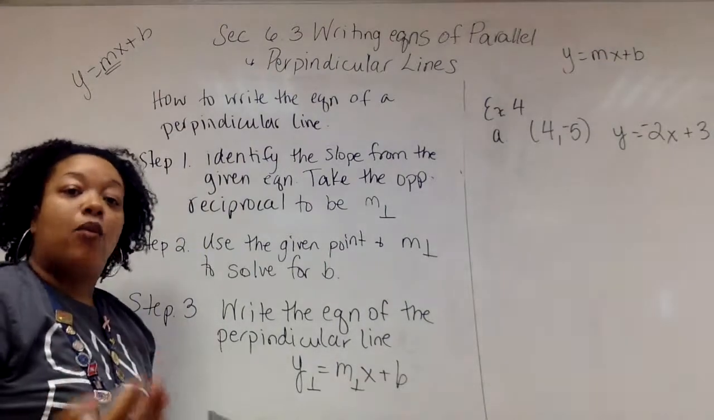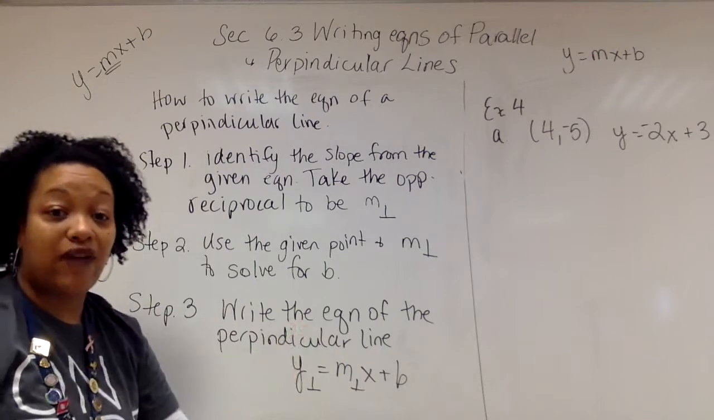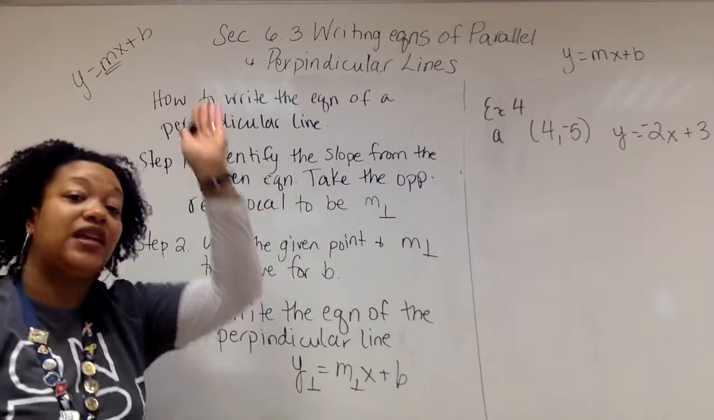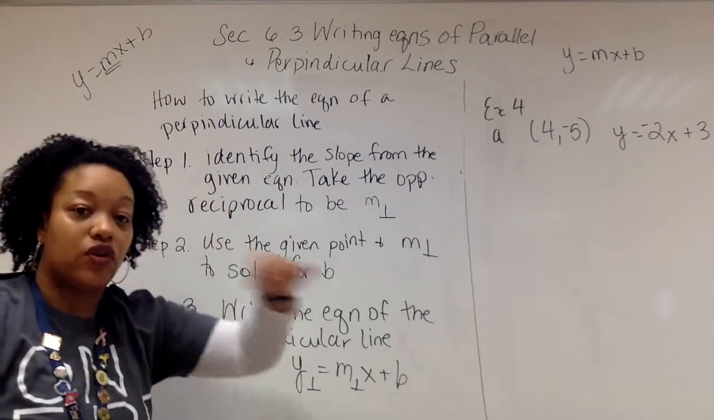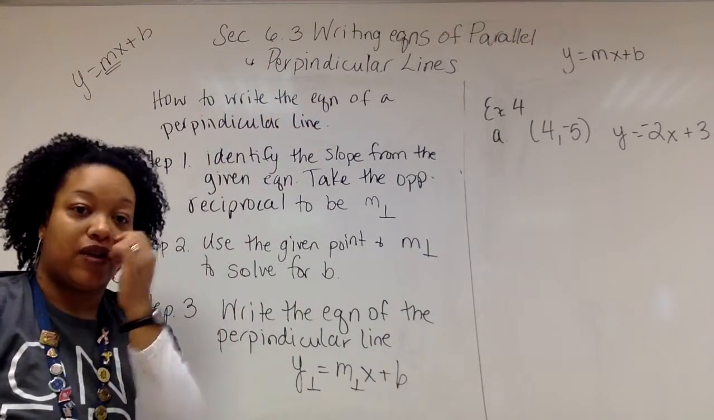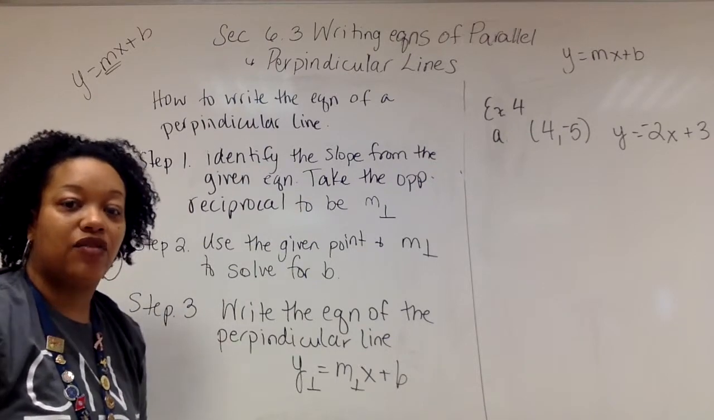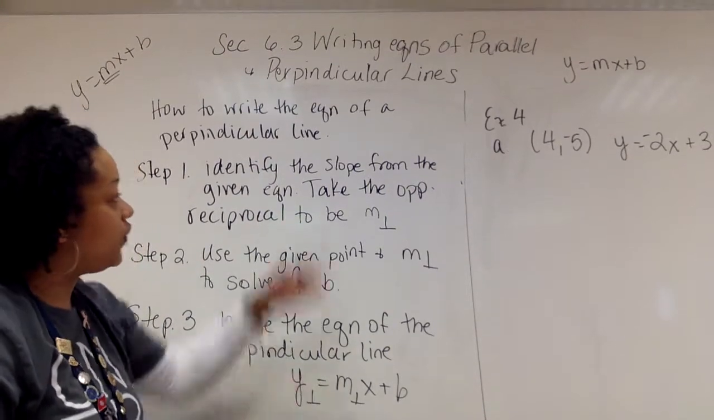Simple enough. Probably what's going to happen in your homework is this perpendicular line, you're going to graph it. You're going to graph your given. And hopefully you will see that the lines intersect to form a right angle. You'll have a line, and then like a line going straight through it to make that 90-degree angle.